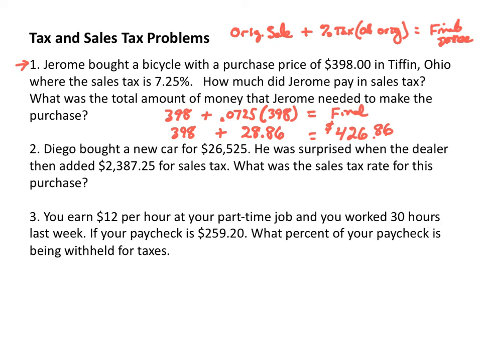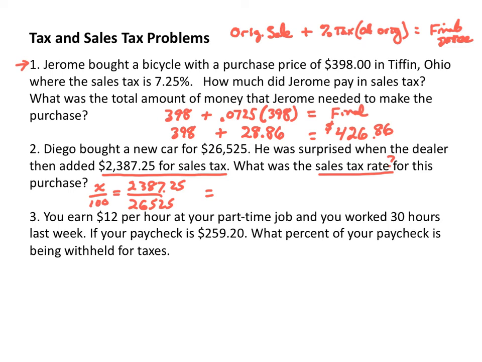Number 2, Diego bought a new car for $26,525. He was surprised when the dealer then added this amount for the sales tax. What was the sales tax rate? Okay, now this one, we don't know the sales tax rate. Do you want to use a proportion? If you do, then you're going to put the sales tax rate over 100. And the amount of the tax has to go across from the sales tax. And we have $2387.25 over the original amount of the car, $26,525.